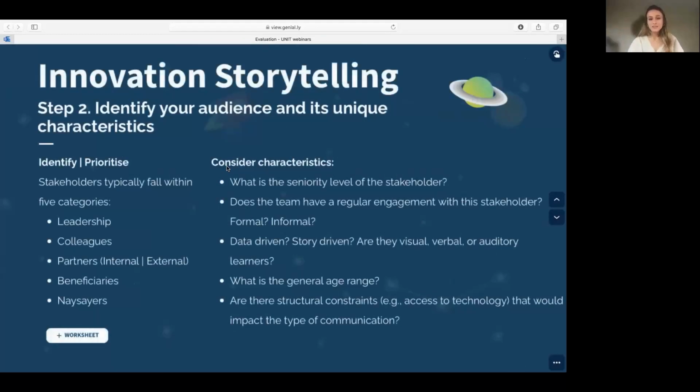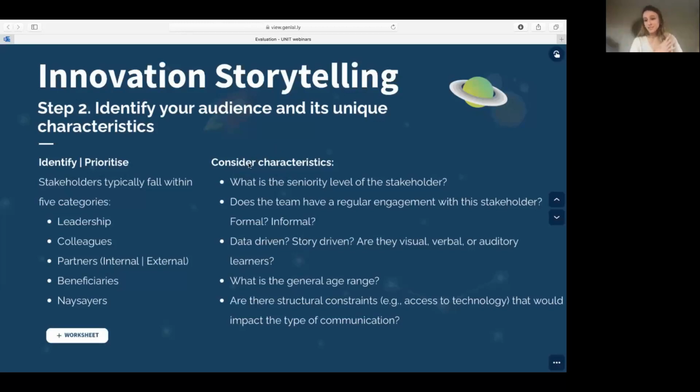This step 2 is to identify your audience and its unique characteristics. The first step is to identify the category of the stakeholder, as they normally fall within one of 5 different categories. Perhaps it's part of the leadership that you want to reach out to, their colleagues, their partners, you can have both internal and external partners, perhaps the beneficiaries, or naysayers, people that may be a bit more difficult to bring into these innovation processes and initiatives.